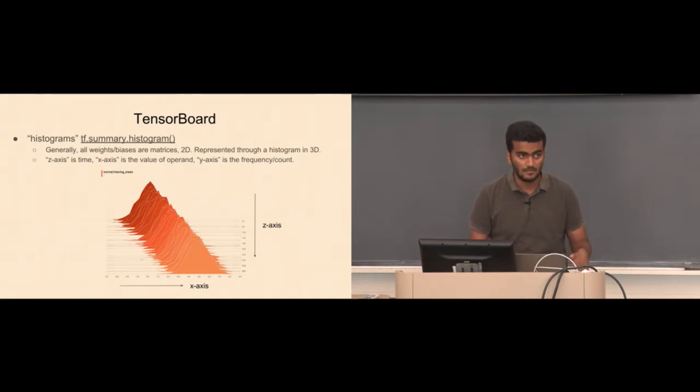So this here is an example of us plotting a weight matrix which has been initialized with a normal distribution. The mean of that normal distribution was zero, and the standard deviation was one. Now, the z-axis that we have made here is the time dimension. So if we look farther away in the time dimension, when it's initialized, we can see that the mean is zero, it's centered around zero, and the standard deviation is around one.